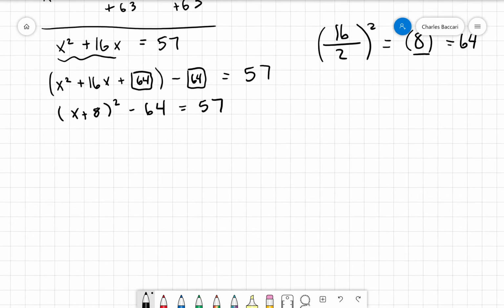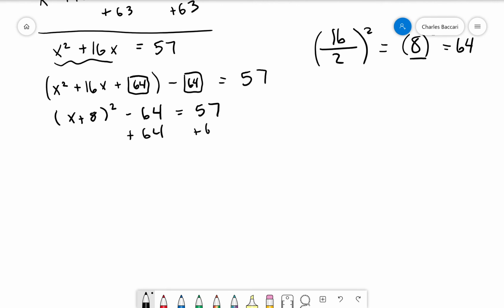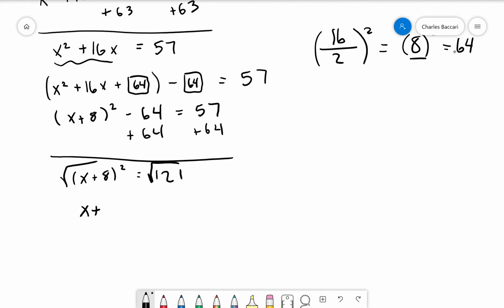Okay, so then from here, what we can do is we can add the 64 to both sides. And I believe this gives us x plus 8 squared is equal to 121. We can square root both sides, and we now have x plus 8 being equal to plus or minus 11. Notice that it's plus or minus. That is because we have an x here and it's being squared. And so if we take the positive or negative value and we square it, it will be positive, and it will give us positive 121 in both cases.